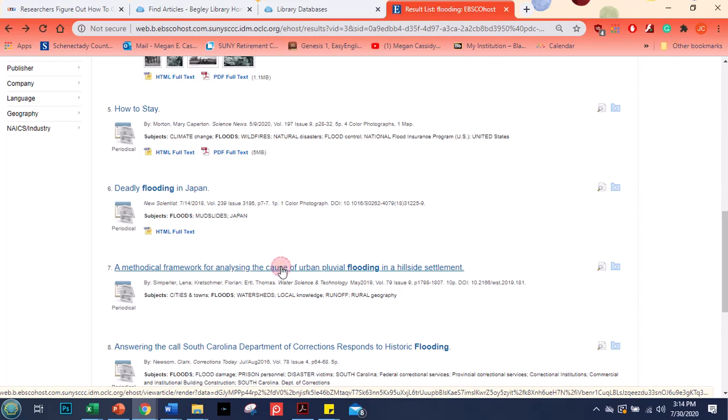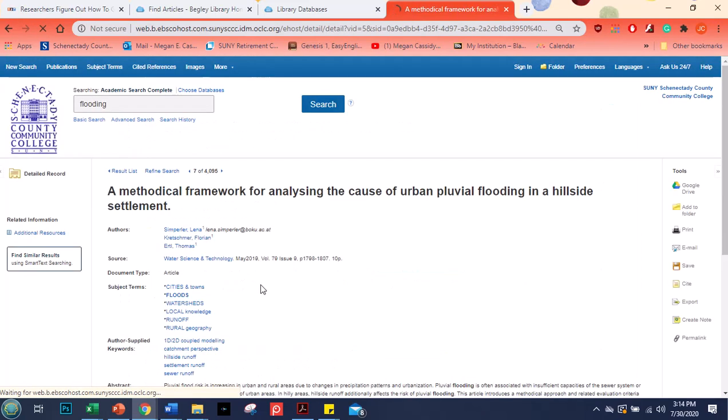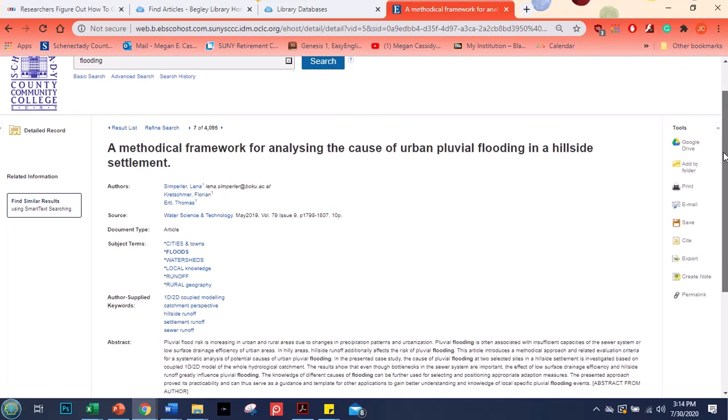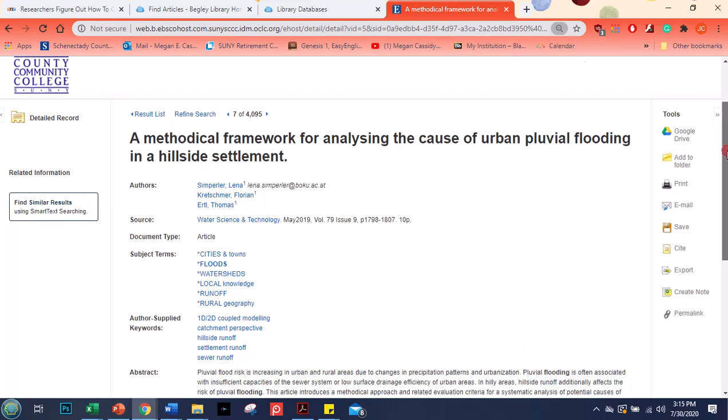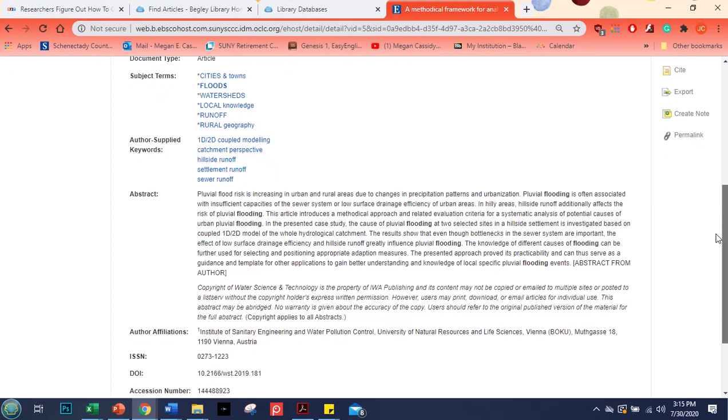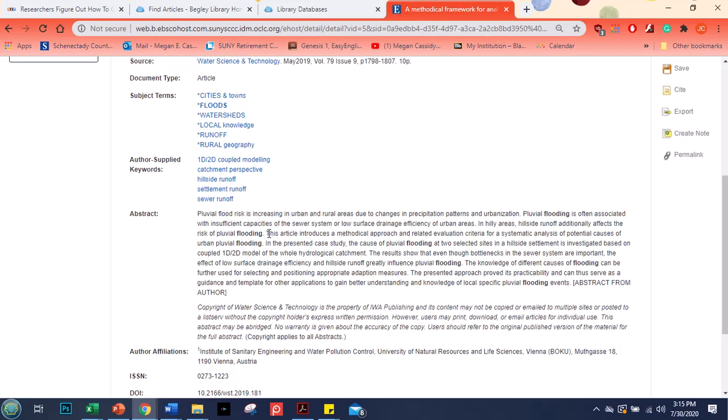Okay, so here we have three people, and they are listed as Lena Simperler, Florian Kretschmer, and Thomas Ertl. When you have three or more names, here I don't have the page numbers, so we'll keep that in mind. I'm just going to grab a quote from them.